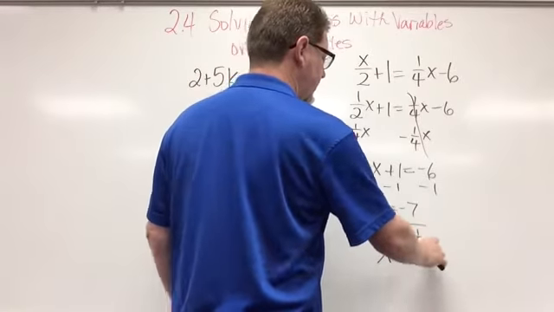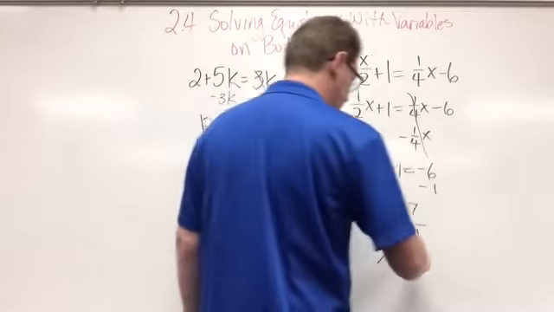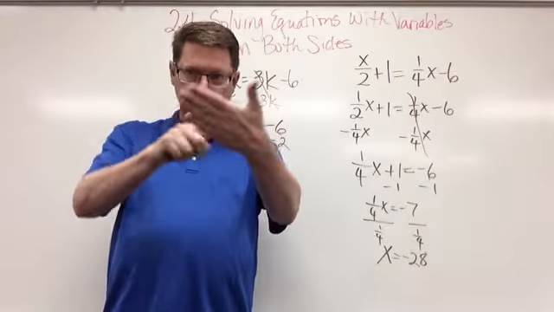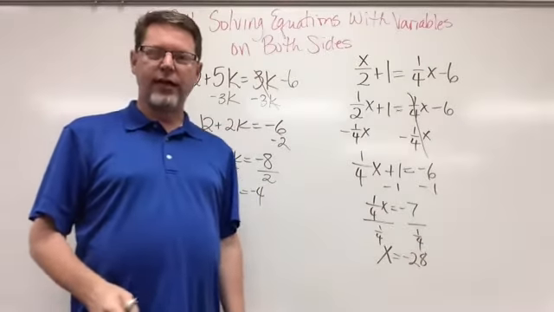And then negative 7 divided by 1/4 is the same thing as negative 7 times 4, which is negative 28. And I'm just doing this in my head. You can use a calculator. It's okay. No problems. X equals negative 28.